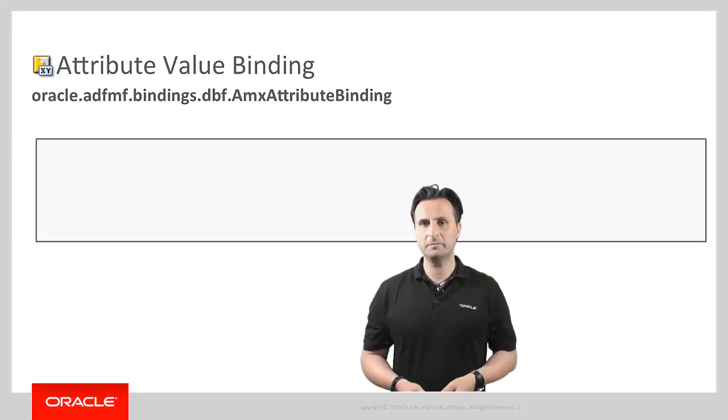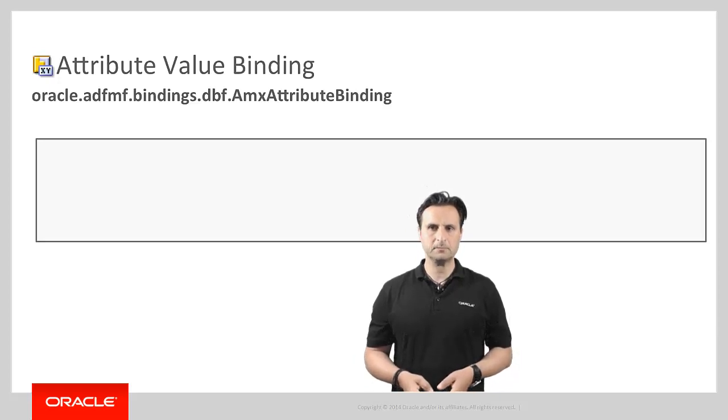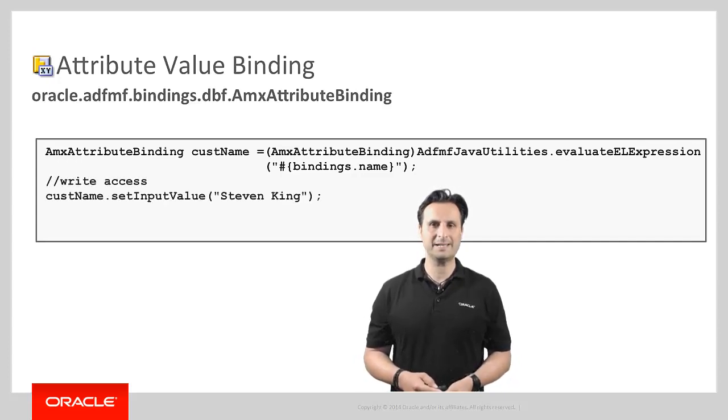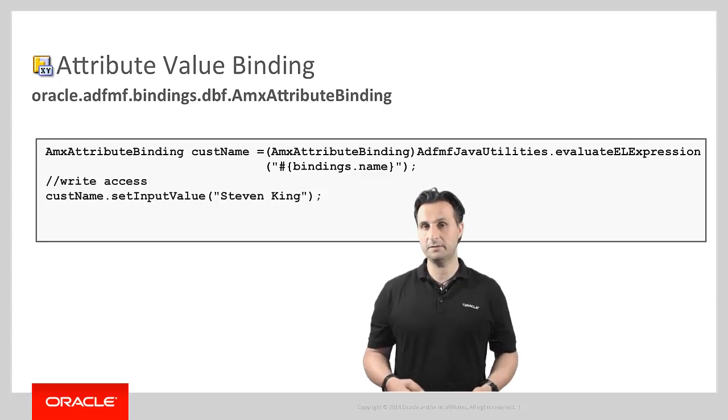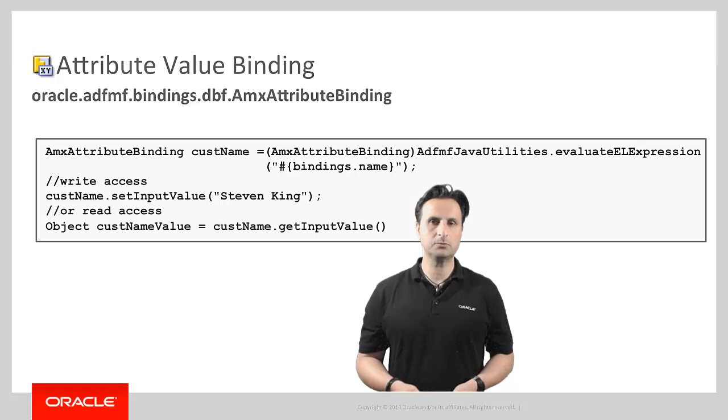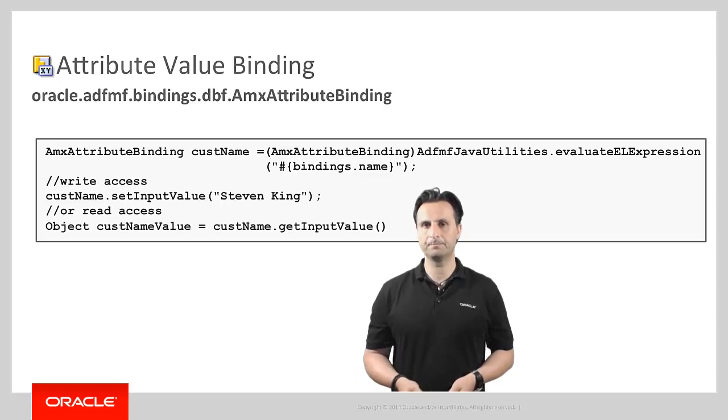So how do I get to this attribute value binding? One option is to just go straight for the attribute binding, just by bindings.name. So here you see I still use bindings as the first argument in my expression language call, and that is because this references the binding container. And then on this attribute binding, I can call set input value and set the name to Stephen King, which will automatically update the user interface if I do this from Java. And that has to do with property change events that are internally raised. And then I can of course read the value from that attribute.